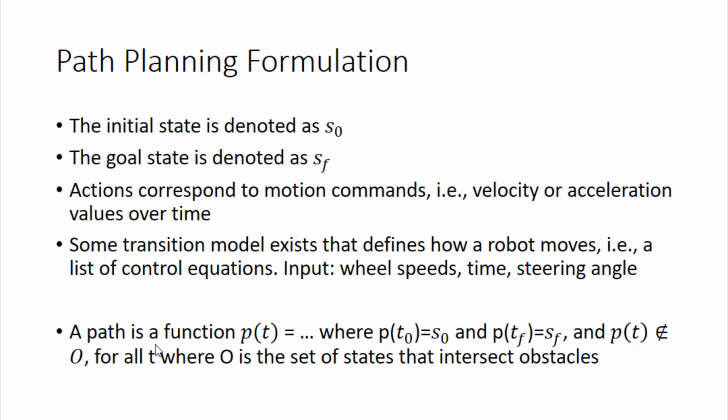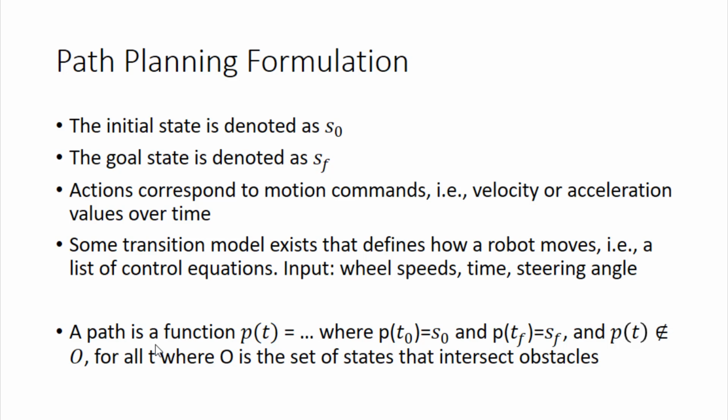And of course, we're going to have some transition model that defines how the robot moves. That is what we went over last time in class. It's our control equations. So our input is going to be some kind of wheel speed and maybe our time, the time to move at that speed. And then, if we have a car-like robot, maybe we'll give it a steering angle. And the output is going to be the change in the position, right? We have some state, that's our position. Our action is going to be some motion, and we want to track how our position changes. That transition model is just that list of control equations.